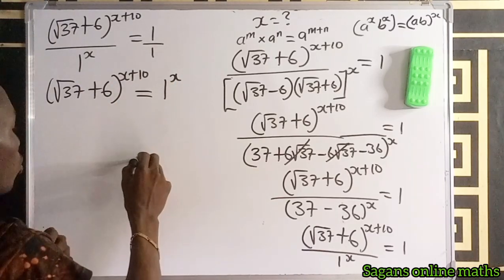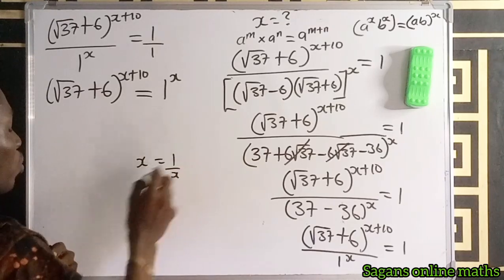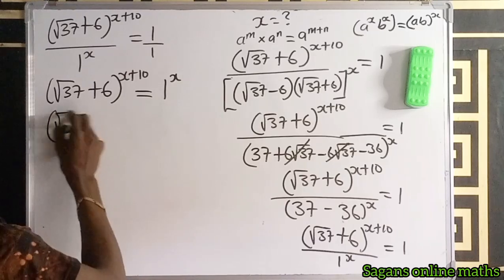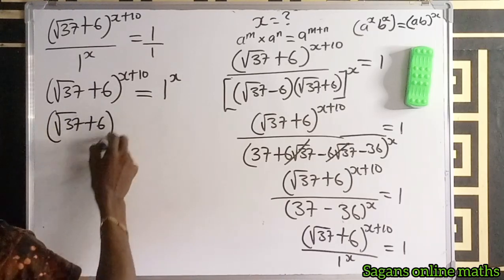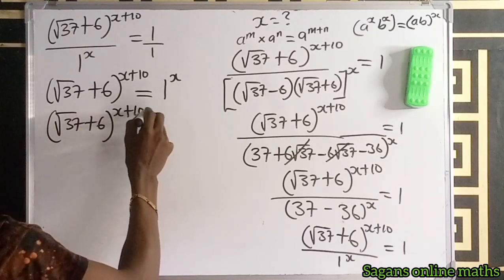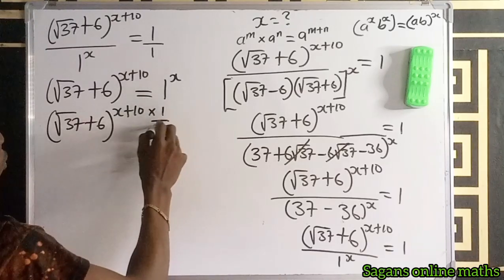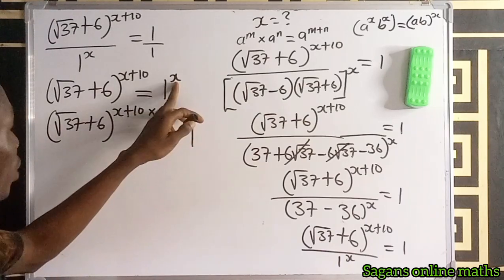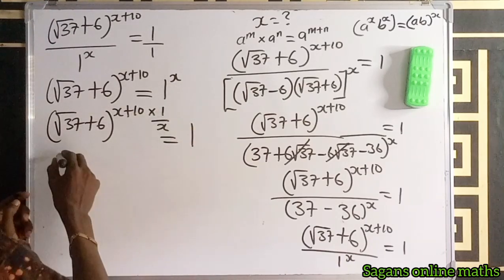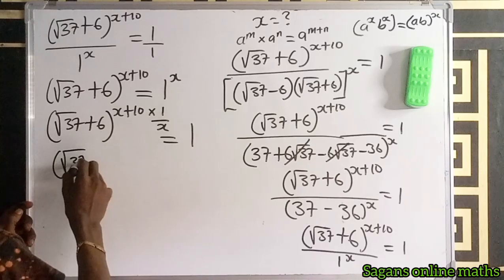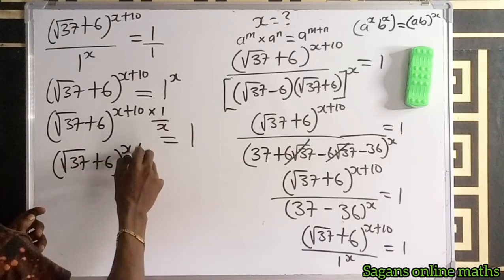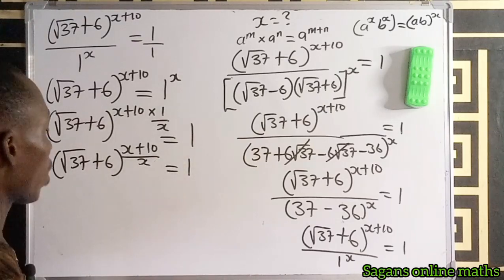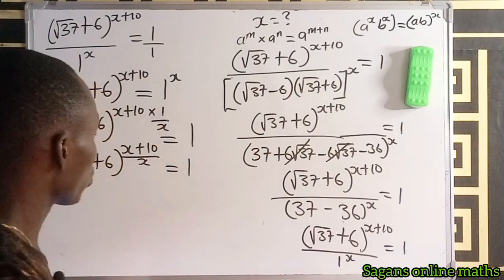Don't forget that the reciprocal of x is equals to 1 over x, okay? So we want to multiply both powers by 1 over x. So that this is (√37 + 6)^(x+10) multiplied by 1 over x is equals to 1. Because if you multiply both sides by 1 over x, this x will cancel out, so you are left with 1. So what we have is (√37 + 6)^((x+10)/x) equals to 1. Wow, this is amazing.